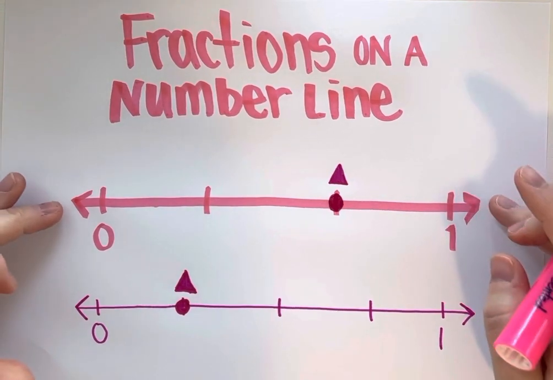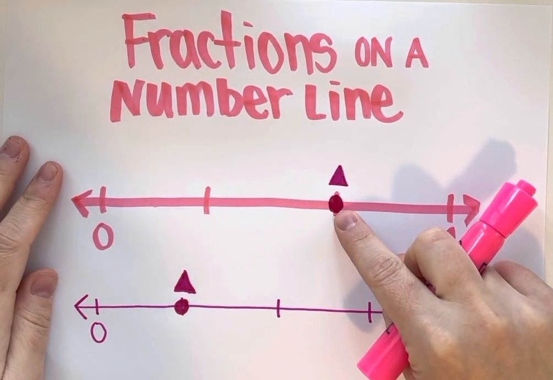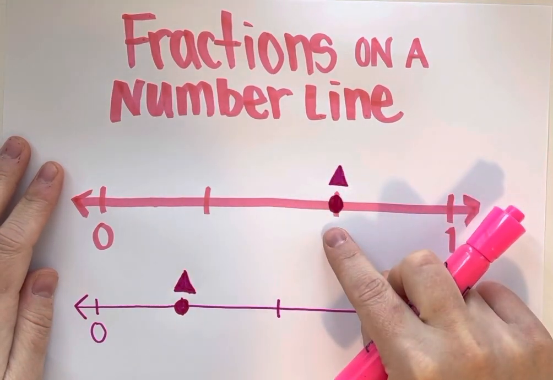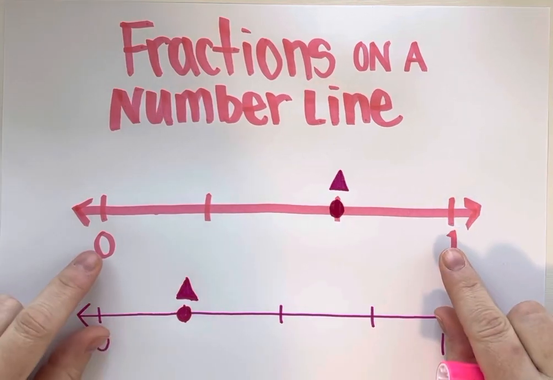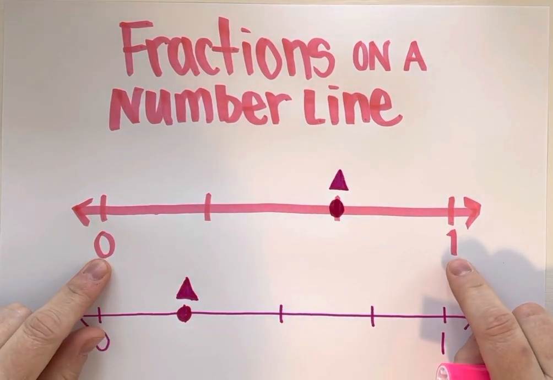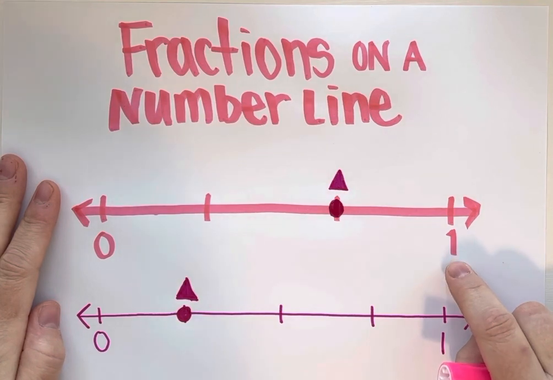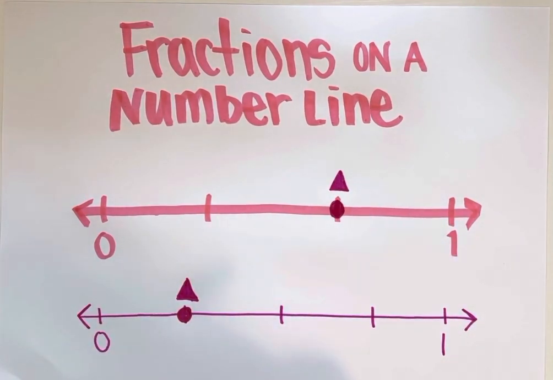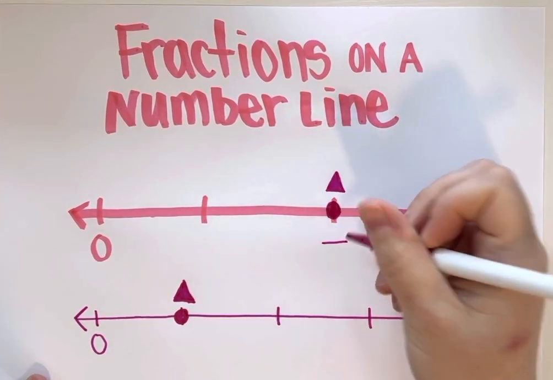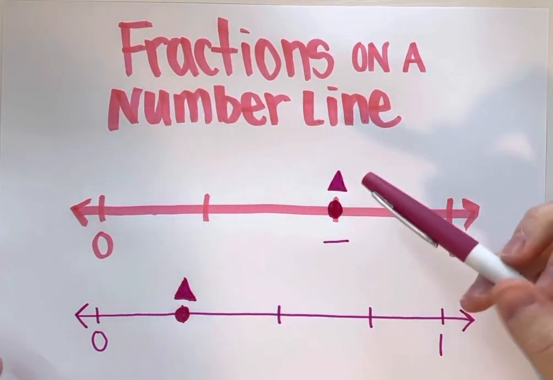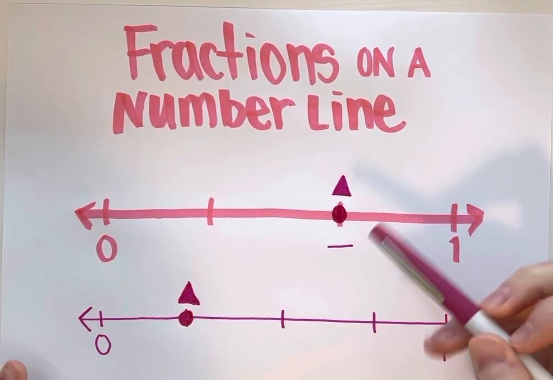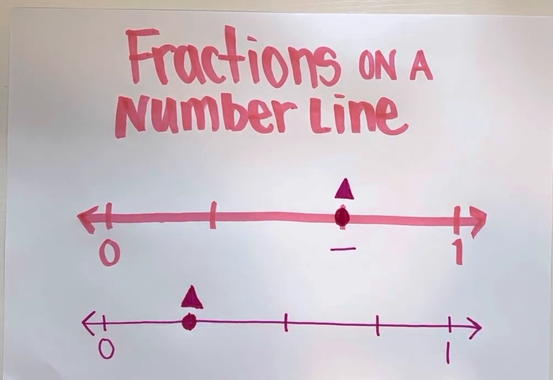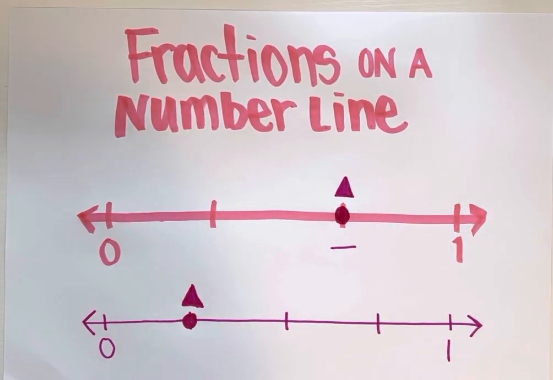So if we look at our first example, we want to determine what fraction this triangle represents on this number line. And you'll notice that we're working with fractions that are between 0 and 1. So all of our fractions are going to be equal or less than 1. So I'm going to start by drawing my fraction bar underneath here because I know a fraction has two parts. It has that numerator, that top number, and the denominator, that bottom number. So I like to put that fraction bar there to remind myself to include both parts.